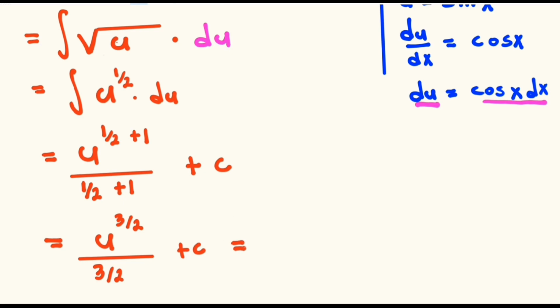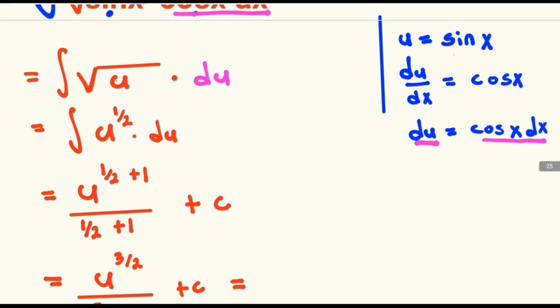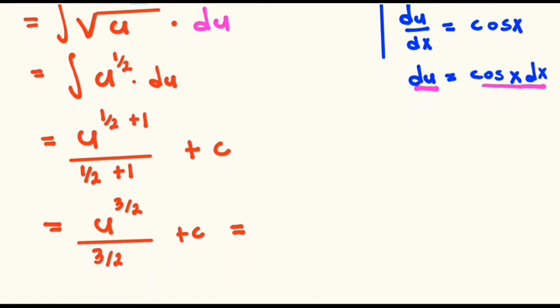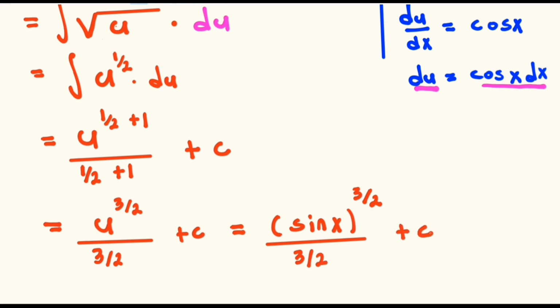We substitute back the sine x in the place of the u. So where there is u, we substitute the sine x. And since the u is raised to the power 3 over 2, even the sine x will be raised to the power 3 over 2 divided by the 3 over 2 plus our constant c.